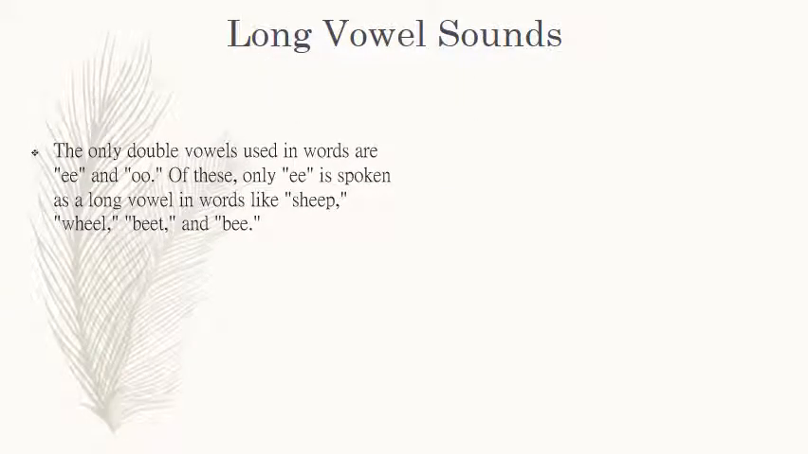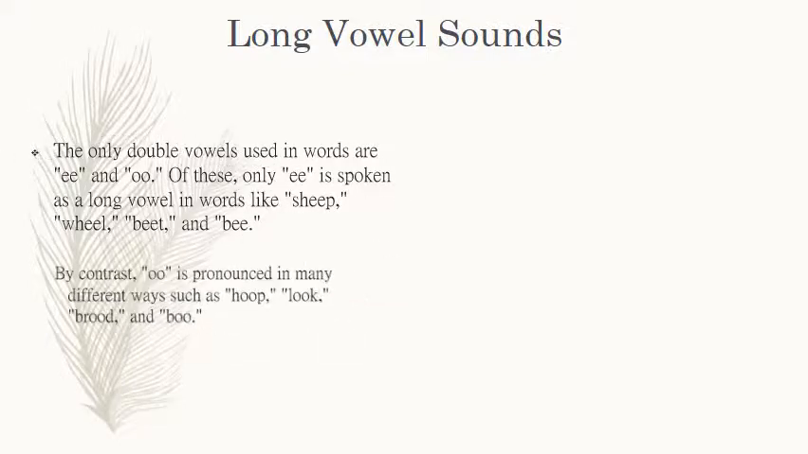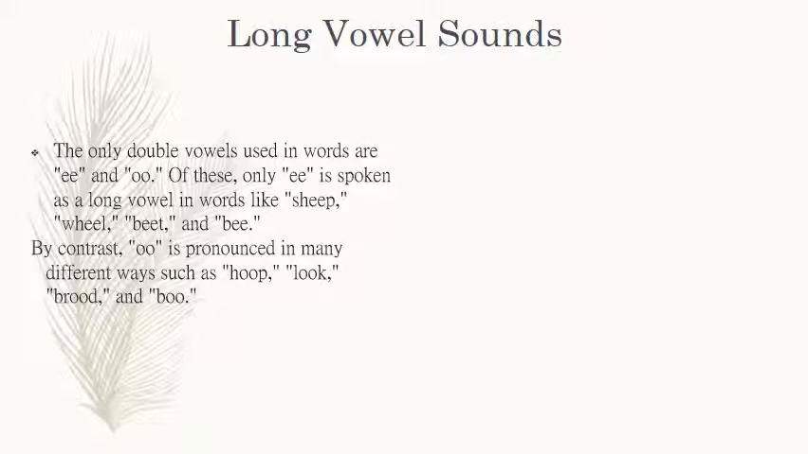The only double vowels used in words are EE and OO. Of these, only EE is spoken as a long vowel in words like sheep, wheel, beat, and bee. Okay? By contrast, OO is pronounced in many different ways, such as hoop, look, brood, and woo.